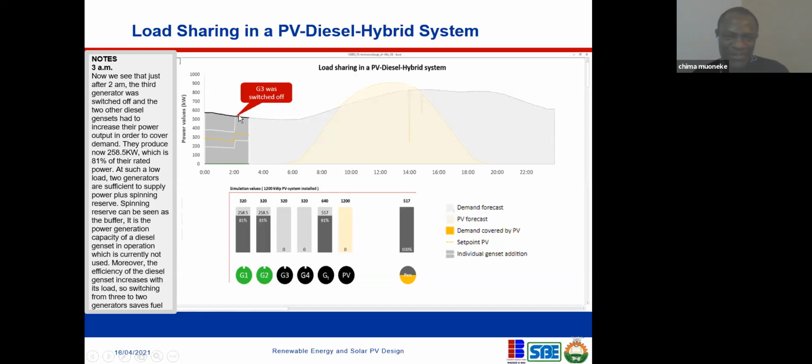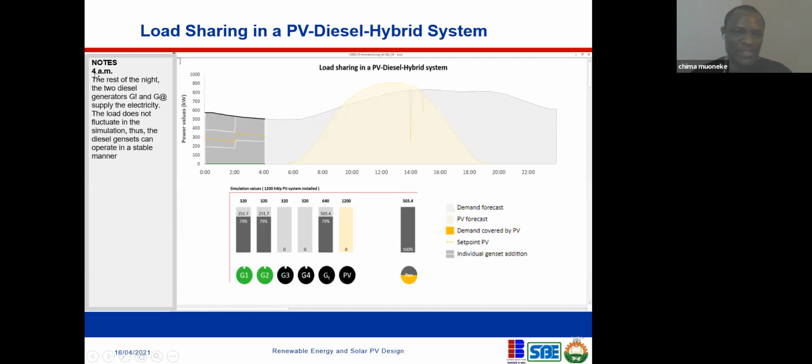Because the power demand keeps dropping, it gets to a point where 2 generators can easily handle the demand, and 1 generator goes off. And the moment this generator goes off, the load that it was powering was transferred to the other 2 generators, and their load factor now increased to 81%. They were operating at 56%. But the moment they pick up the load from this third generator, their load capacity increased to 81%. Okay. So we only have 2 generators running now. Remember that we have 4 generators installed, but only 2 generators are running at this moment.